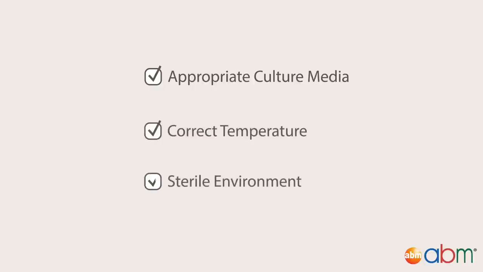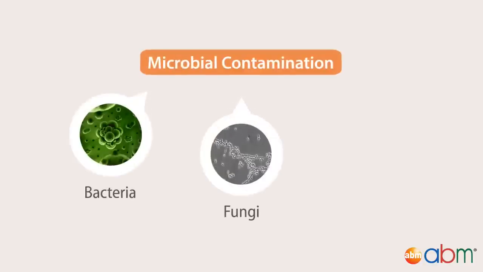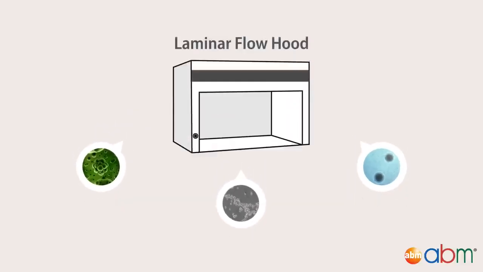Other measures to take when working with cell cultures is to ensure that the cells are kept under a sterile environment. Microbial contaminants such as bacteria, fungi, or mycoplasma can ruin the culture and lead to invalid experimental data. A laminar flow hood is always used for cell culture work. It maintains a steady, clean airflow and prevents outside contaminants from entering the culture.